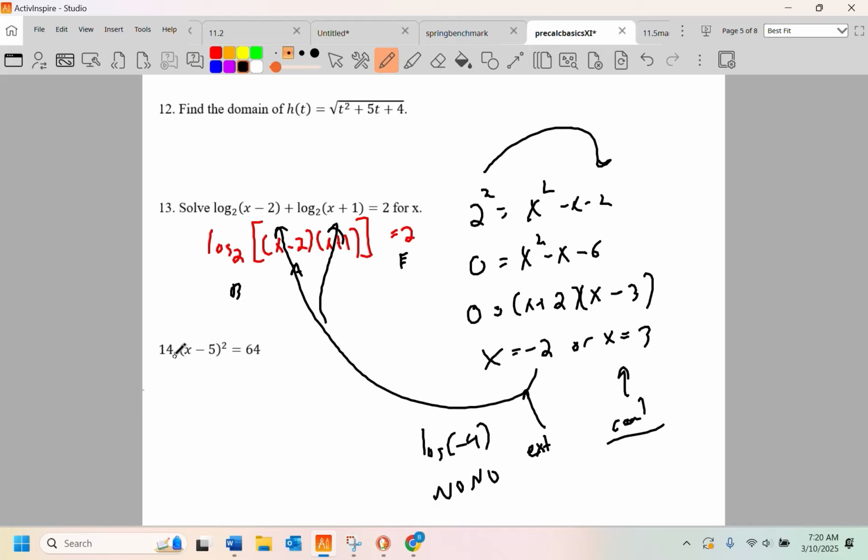14, easy peasy problem. The opposite of squaring is square rooting. When you take the square root, remember, two answers, plus or minus 8. X minus 5 is plus or minus 8, so x is 5 plus or minus 8. 5 plus 8 is 13, or 5 minus 8 is negative 3.